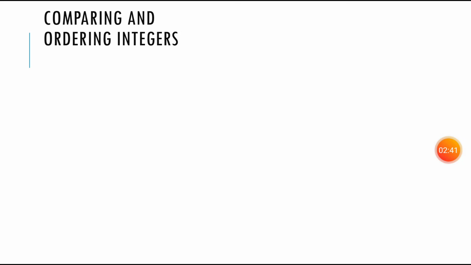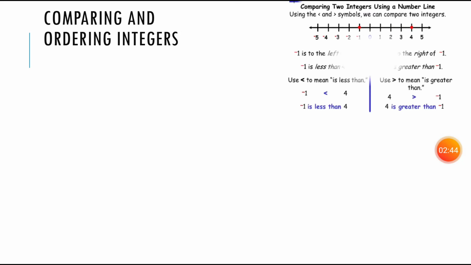Now, how do we compare and order integers? If you see the figure, there are two numbers which have been marked on the number line. These are -1 and 4. Now we know that -1 is to the left of 4 and 4 is to the right of 0. So we can say that -1 is smaller than 4, or we can say that 4 is greater than -1.